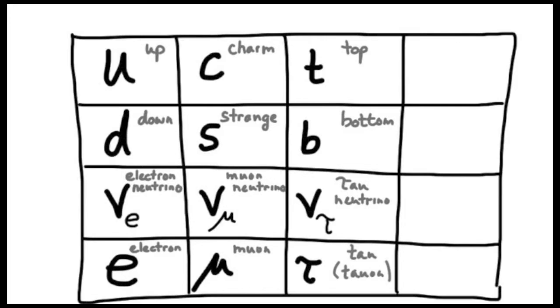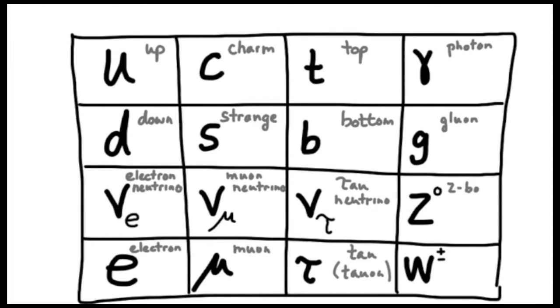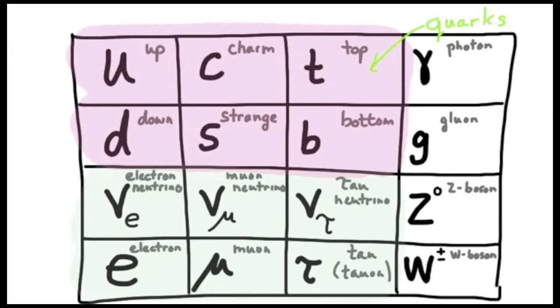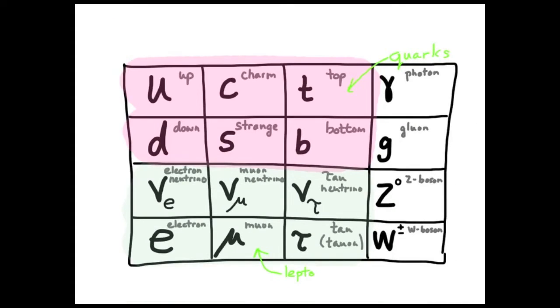And then your fourth generation here are actually what we call force carriers, and we'll talk a little bit more about those. The quarks are shown in pink up above, and these six particles are quarks, and the six on the bottom are called leptons. And then on the far right, you have your bosons. Again, this is the Standard Model, and all matter you know can be made up of these elementary particles.